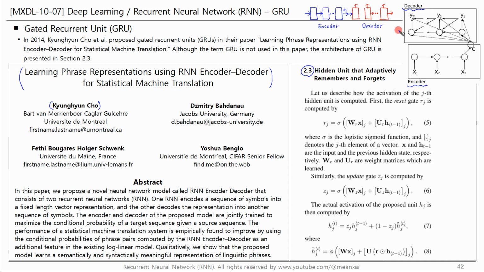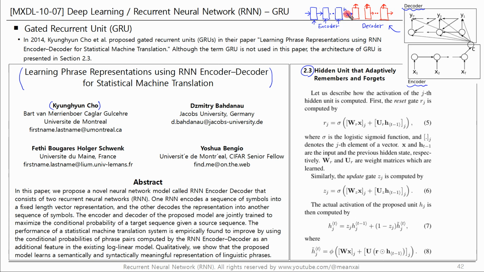If we redraw this figure, it would look like this. This is also called a sequence-to-sequence network. This is a structure where sequence data is input to the encoder and sequence data is output to the decoder. This architecture can be used in machine translators or chatbots in the field of natural language processing.